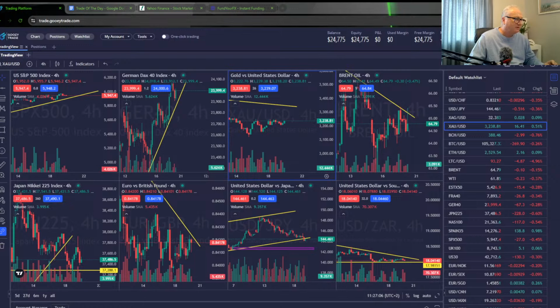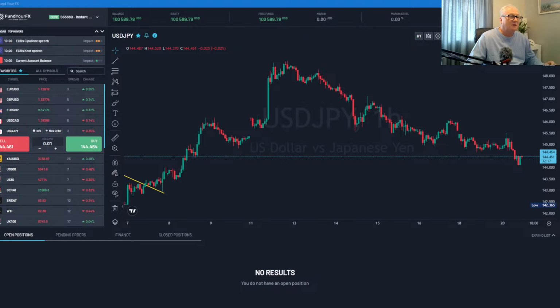Doesn't seem to show it here. And let me just go over here and see if it picks it up. See if I can find it. Fungible FX. There it is. Okay, I just want to show you this. This is the Fungible FX.